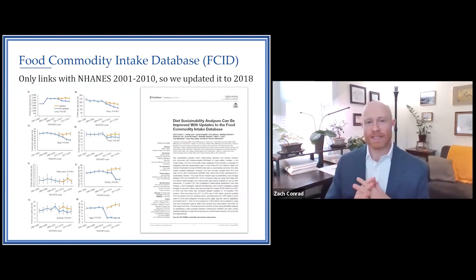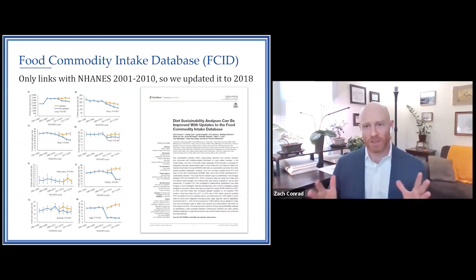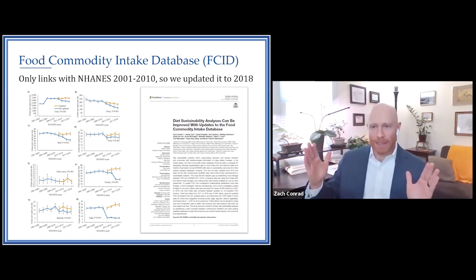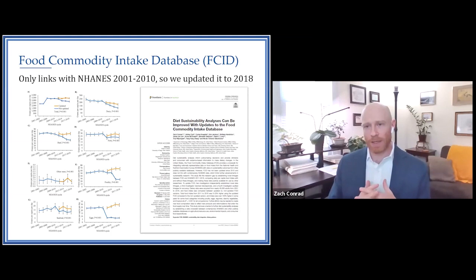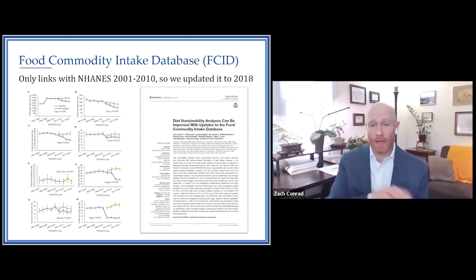The big problem is that it only links with NHANES 2001 to 2010. We appreciate that this is such a severe limitation that we've gone through a fair amount of work to update this to 2018. So now FCID does link from 2001 to 2018 NHANES, and this is the publication where we describe those methods, and where we also provide the data as a publicly available data set. There's a hyperlink, and you can access it through this publication.